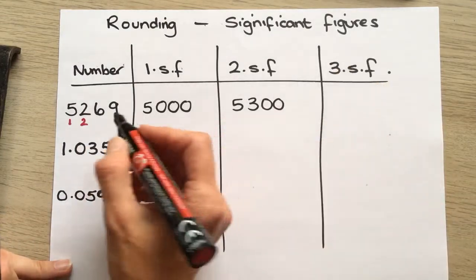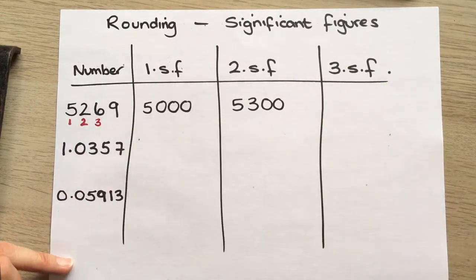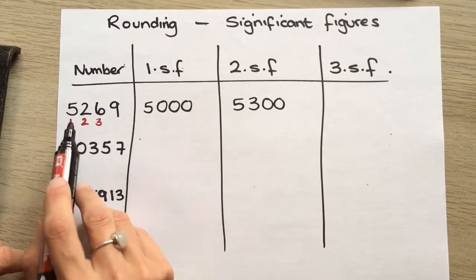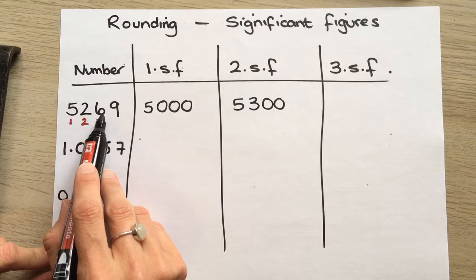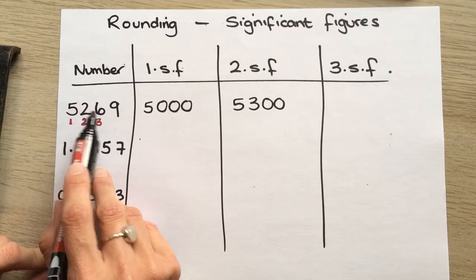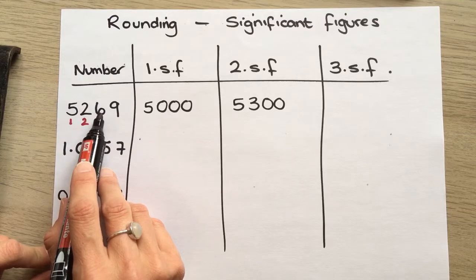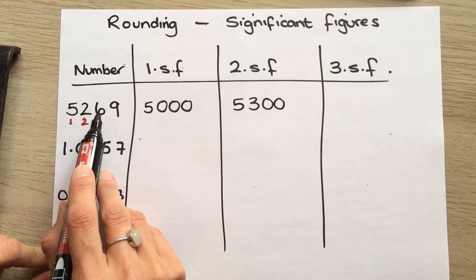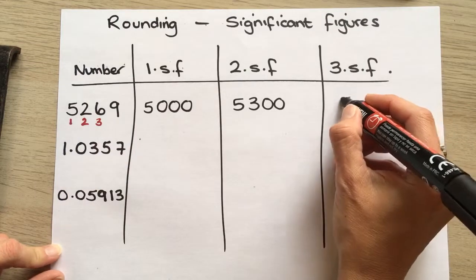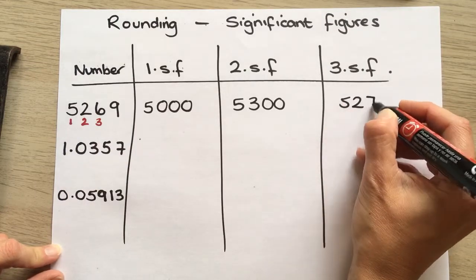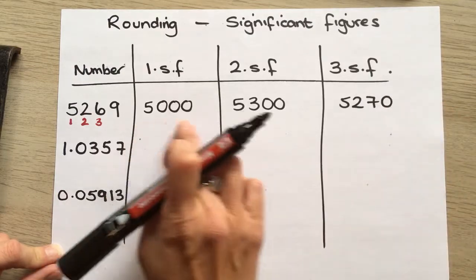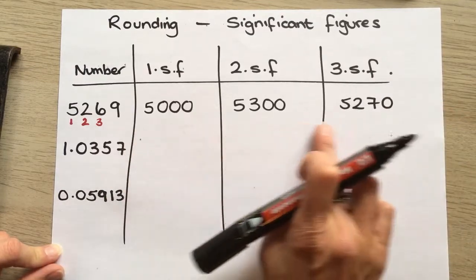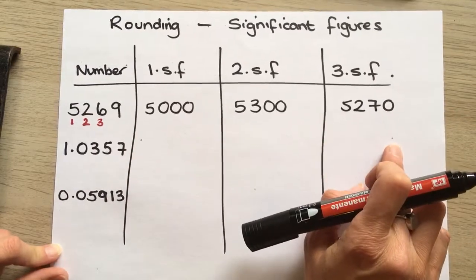In the last one, this is the third significant figure. So we're rounding to the tens. So we have 5, 2. Now we need to decide if that's a 6 or a 7. By looking at this number, it's 5 or more. So this one changes to a 7. So 5, 2, 7, 0. Notice how the numbers are still 4 digits long.